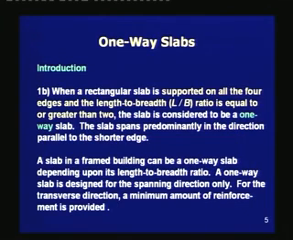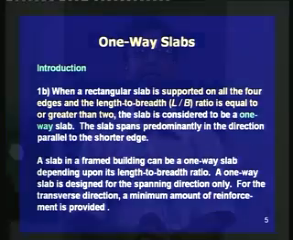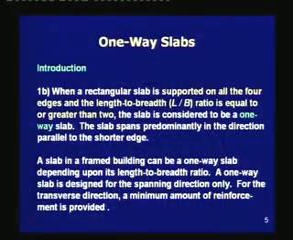In the second type, when a rectangular slab is supported on all the four edges and the length to breadth ratio, which we shall denote as L by B, is equal to or greater than 2, the slab is considered to be a one-way slab. The slab spans predominantly in the direction parallel to the shorter edge.